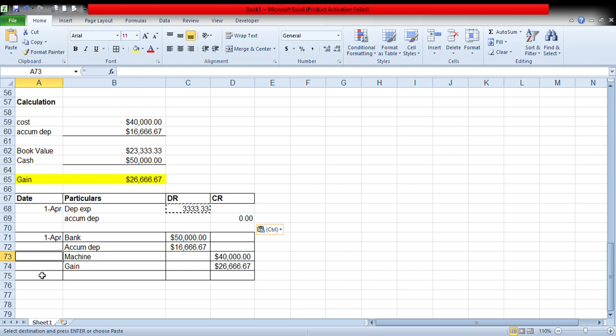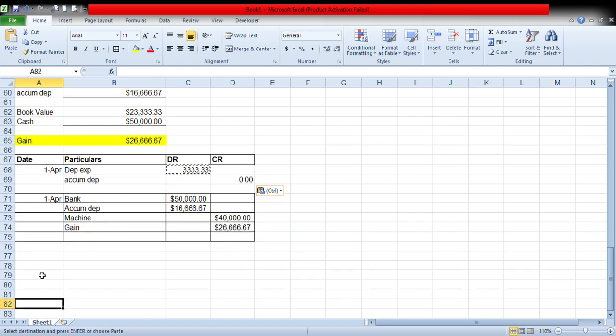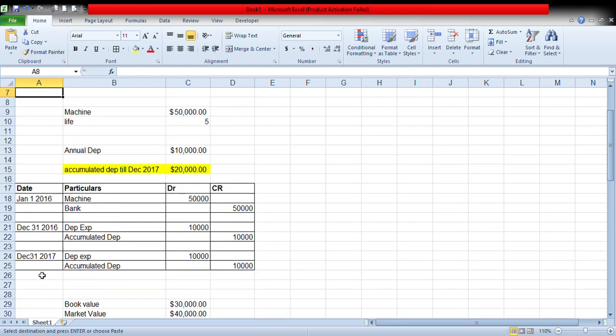So that's the story, ladies and gentlemen. I hope you understood how we do revaluation of an asset.